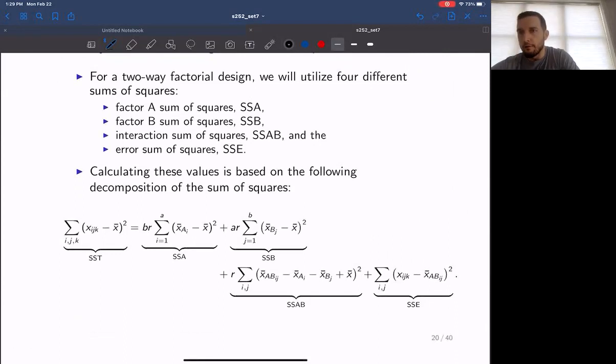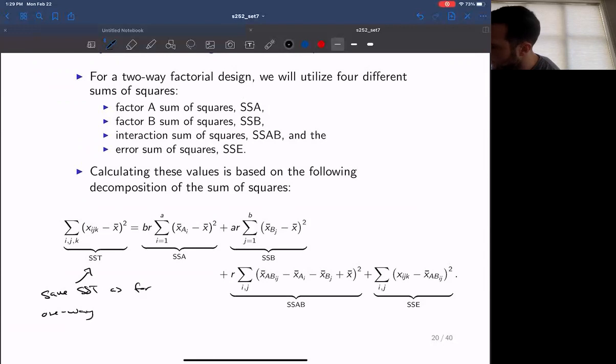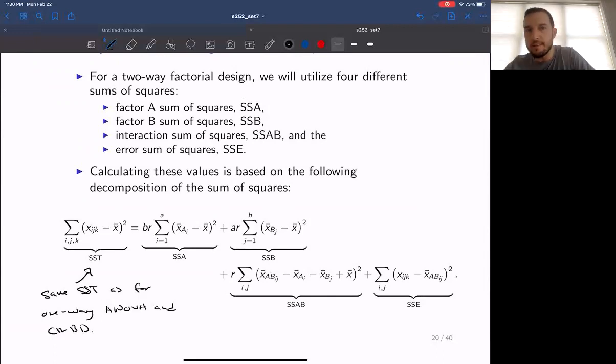Okay, in a two-way ANOVA, we now decompose our sum of squares to take into account the different main effects and the interaction effect. So notice our SST term here. This is the same SST as for one-way ANOVA and CRBD. Okay, so the SST always has the same definition. It's just the total deviation of each observation from the sample mean squared and added together.